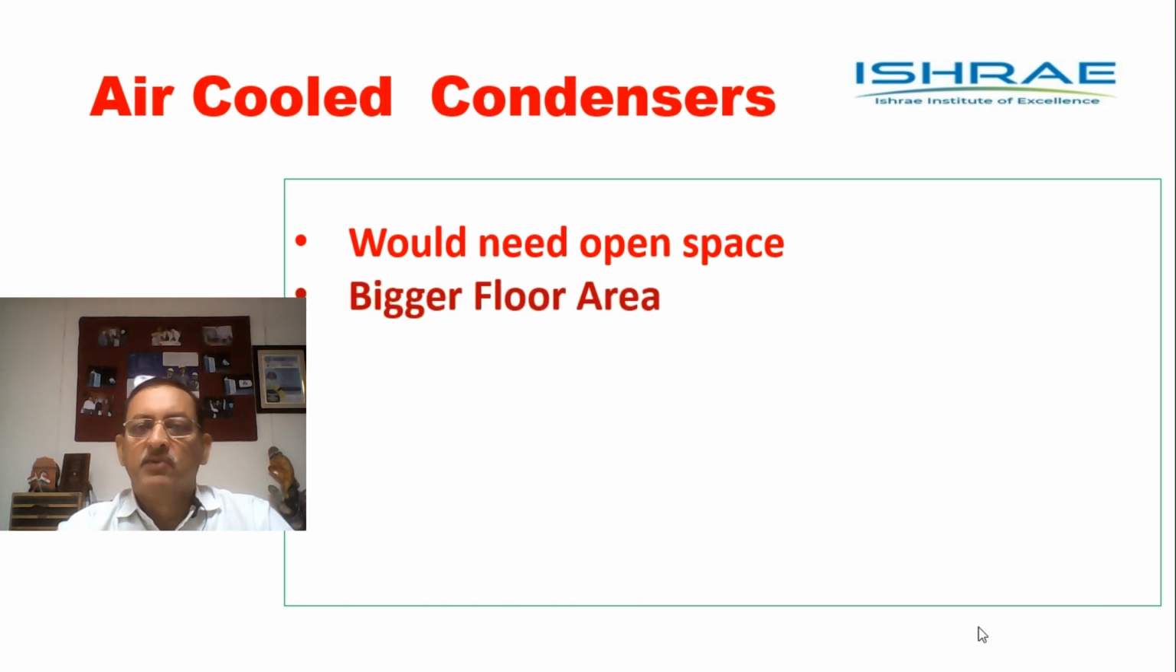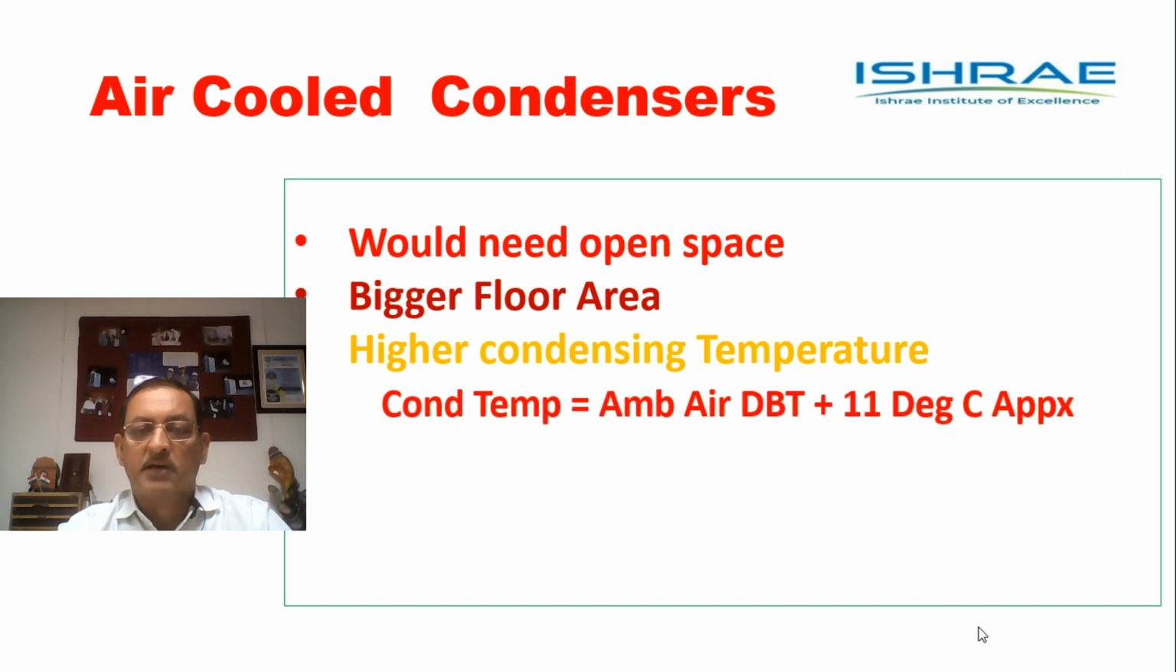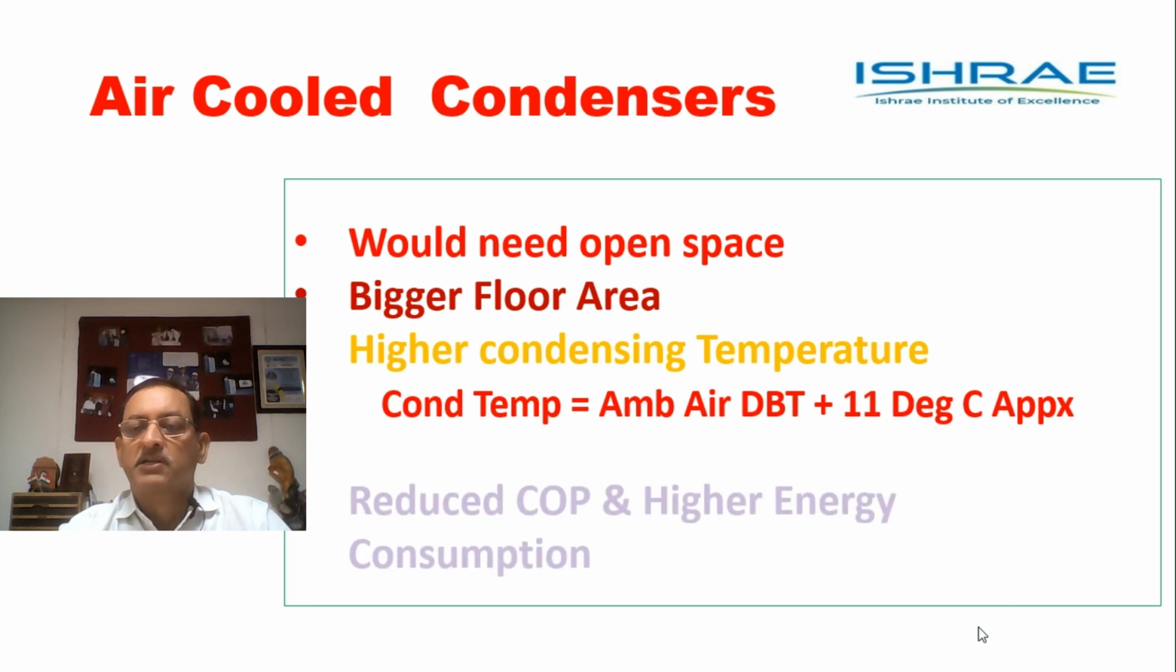If we have an air-cooled condenser, then that would need open space. Not only would it need an open space, it would also need a bigger floor area, a very large floor area where the air-cooled condensers will need to be kept. The condensing temperature that we will achieve using an air-cooled condenser will also be high. Typically, the condensing temperature is 11 degrees centigrade over and above the ambient dry bulb temperature. So in Delhi, in case the ambient dry bulb temperature for design is 44 degrees centigrade, the condensing temperature is likely to be around 55 degrees centigrade.